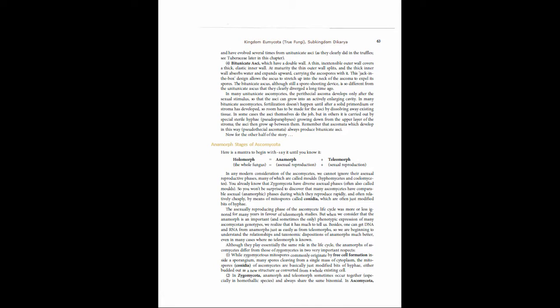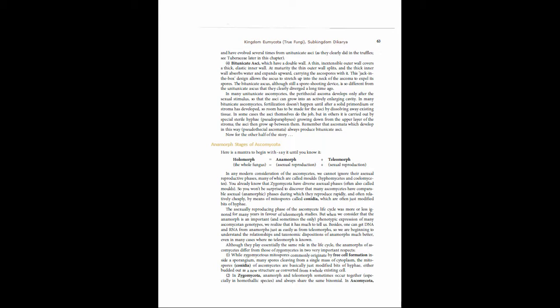In many unitunicate Ascomycetes, the perithecial ascoma develops only after the sexual stimulus, so that the asci can grow into an actively enlarging cavity. In many bitunicate Ascomycetes, fertilization doesn't happen until after a solid primordium or stroma has developed, so room has to be made for the asci by dissolving away existing tissue. In some cases the asci themselves do the job, but in others it is carried out by special sterile hyphae, pseudoparaphyses, growing down from the upper layer of the stroma. The asci then grow up between them. Remember that ascomata which develop in this way, pseudothecial ascomata, always produce bitunicate asci.